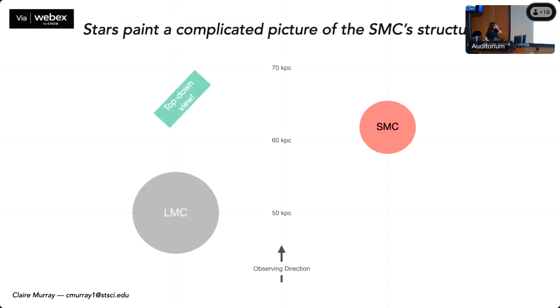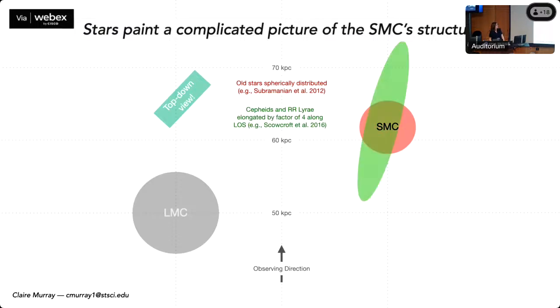And so to start to explain what I mean by that, we're going to start with the structure of the SMC as painted by stars. This is a view of the LMC-SMC system. The LMC is closer to us along the line of sight. The SMC is a little farther away. When we think about old stars, we see that they're about spherically distributed around a center of mass. When we look at stars for which we can measure accurate distances, however, the picture starts getting more complex.